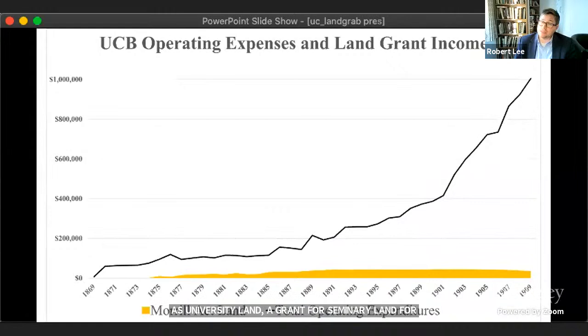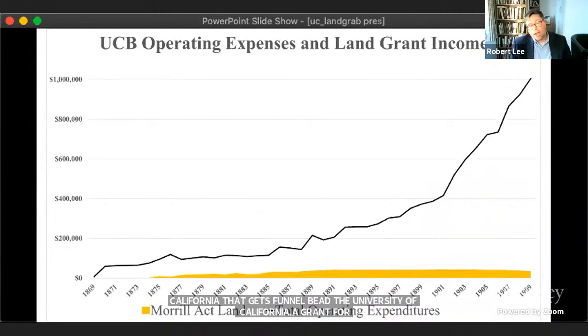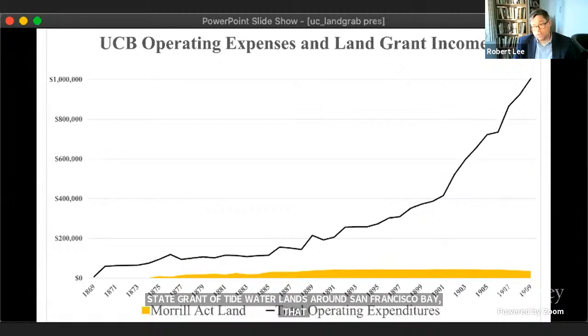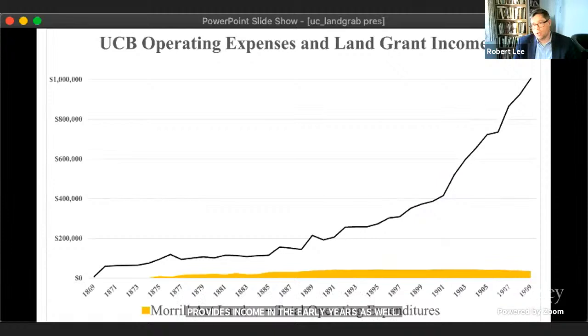There's a grant for public buildings in California that gets funneled into the University of California. And the most important one is a state grant of tidewater lands around San Francisco Bay that provides income in the early years as well. And when you add those into the mix, you get the next chart.